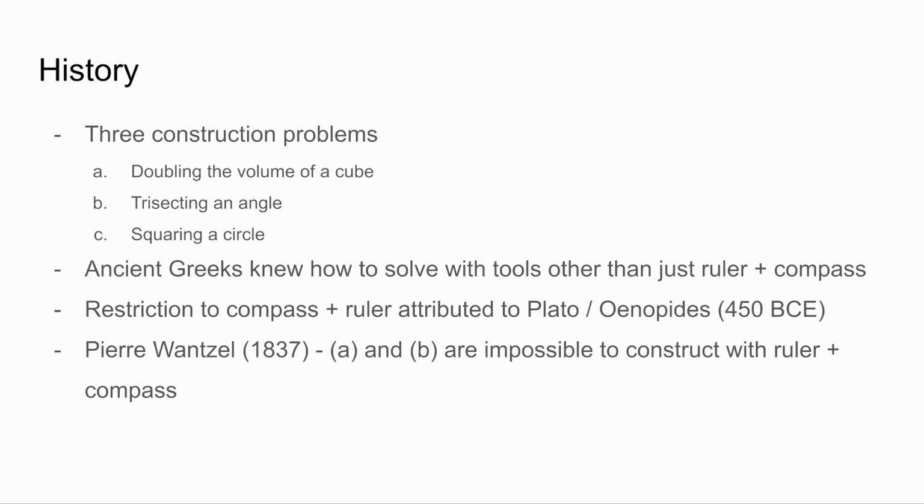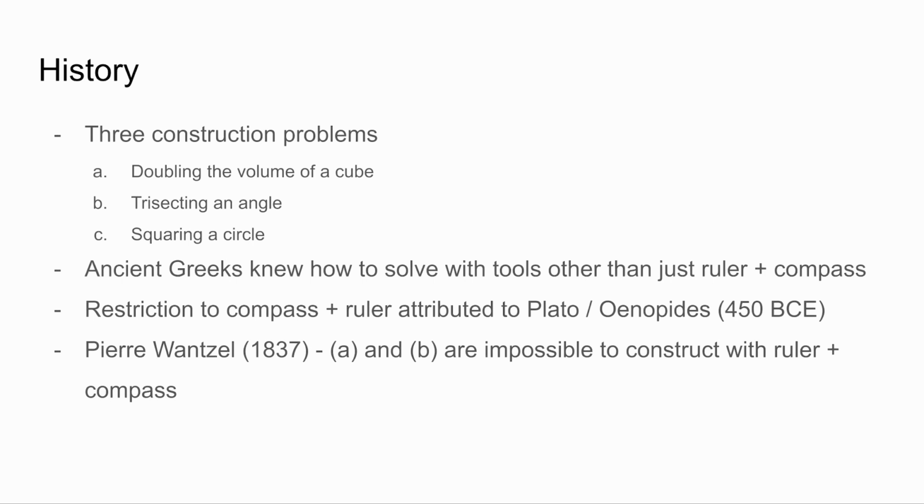Okay, so let's talk a little bit about the history of construction problems. Three of the classic ones are doubling the volume of a cube. Given a cube with some arbitrary volume, can we create a cube that actually has double the volume of the cube we're given? The second problem is, given some angle, are we able to break it into three different angles, each of which are equivalent to each other? The last one is, given a circle of some area, can we create a square that has the same exact area?